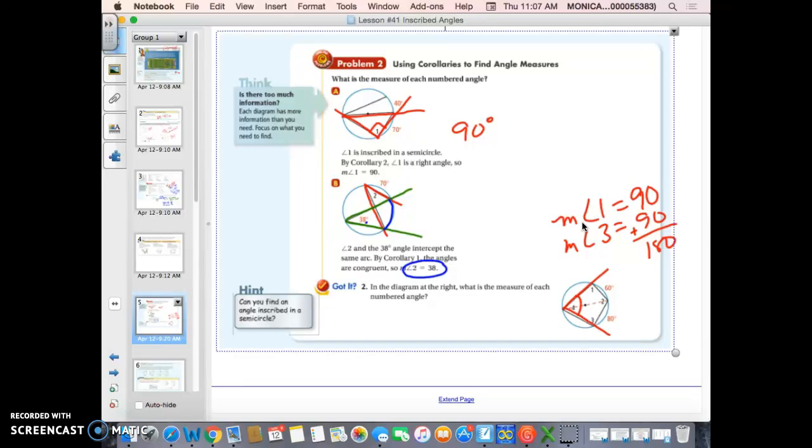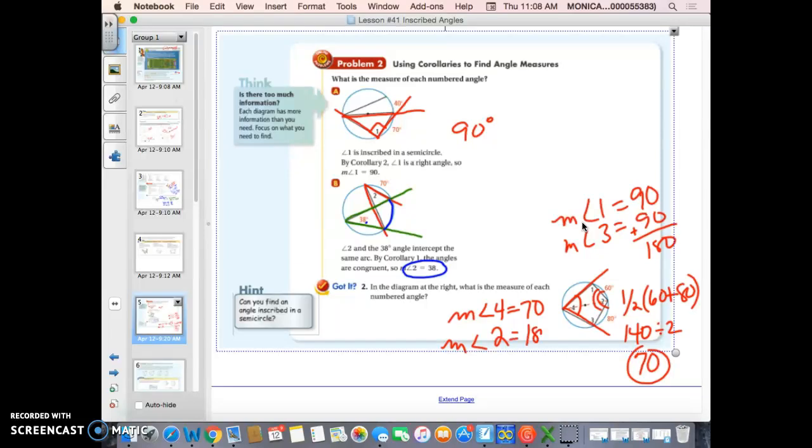Okay, so then I'm going to find the measure of angle 4 next, because I know the measure of angle 4 is 1/2 of 60 plus 80. Well, 60 plus 80 is 140. So this is 140 divided by 2, which is 70. So the measure of angle 4 is 70. Now I know the measure of angle 2 is supplementary to the measure of angle 4. So it's going to equal 180 minus 70, which is 110 degrees. Dang, this is fun. All right, let's move forward.